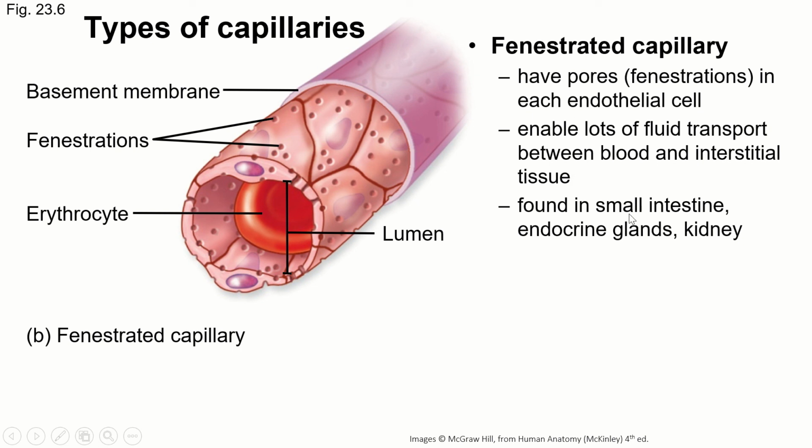So we see lots of these in the small intestine where fluid's actually going into the capillaries because we want to get as much water and nutrients into the bloodstream as possible. That's what your digestive system is for, after all. A lot of your endocrine glands have these because hormones are released often as big protein molecules. They can flow into the bloodstream very easily through these pores. And the kidney is going to have fenestrated capillaries to enable lots of fluid to get out of the bloodstream so that waste can be filtered out of that fluid and then removed from the body. Okay, so those are fenestrated capillaries.